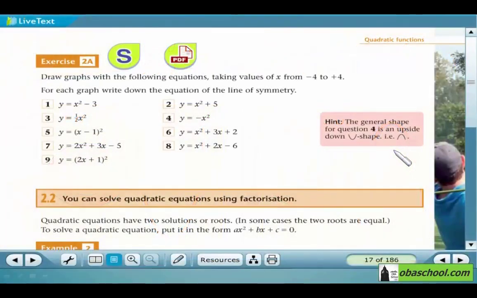Now let's consider example 2a, part 4, y = -x², which has a different equation than the other equations, where the coefficient of x² is -1, which is a negative value, so the shape of the parabola will be opened downward.